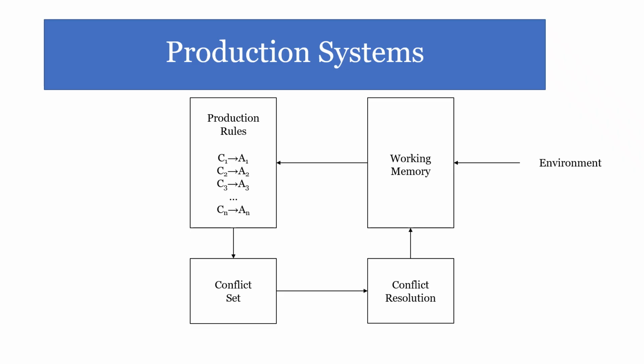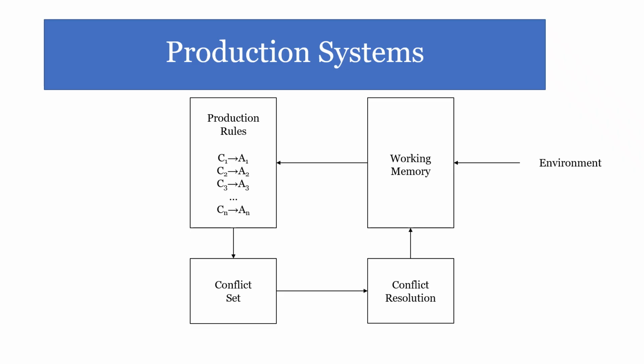Moving to the third one, the conflict set. After comparing the rules with the facts in working memory, several rules may be applicable. All applicable rules are placed in a conflict set. For example, fever equals yes and cough equals yes are stored in the working memory. The matching rules are rule 1: if fever then infection, and rule 2: if fever and cough then flu. Both rules match, so both enter the conflict set.